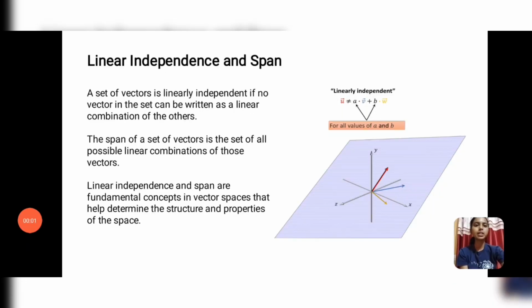Linear independence and span. A set of vectors is linearly independent if no vector can be written as a linear combination of the others. The span of a set of vectors is the set of all possible linear combinations of those vectors. Linear independence and span are fundamental concepts in vector space that help determine the structure and properties of the space.